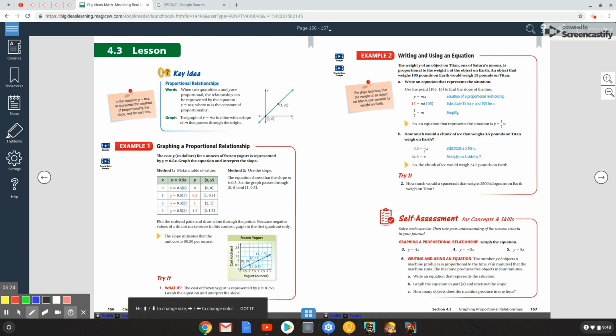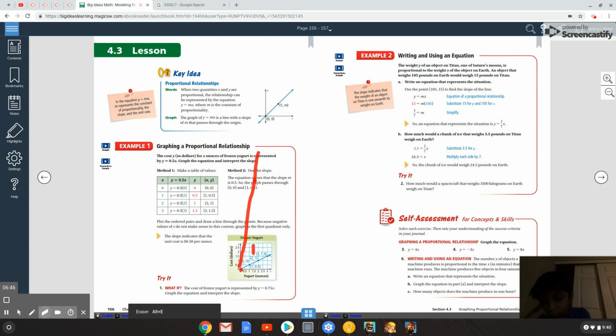Y equals negative 3x: (0, 0), then we would have (1, negative 3). So it would be going down. It would be a down slope. And then for that one, y equals 8x. It's going to be (0, 0), and then if x is 1, then y will be 8. So it's going to be all the way up here or something, because this frozen yogurt chart is pretty small.